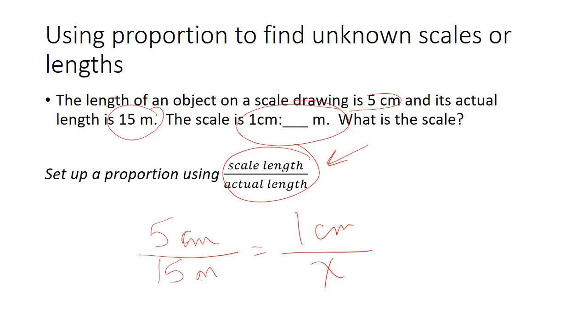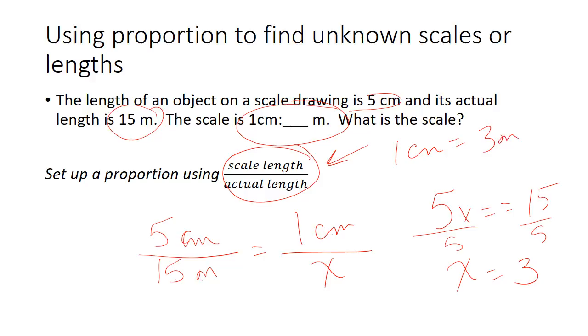We're going to do our cross multiplying, so we're going to do our 5 centimeters times our x, which is going to give us 5x. And we'll do our 15 meters times 1, which is 15. So when we divide by 5, our x is going to be equal to 3. That means that our scale is 1 centimeter is equal to 3 meters.